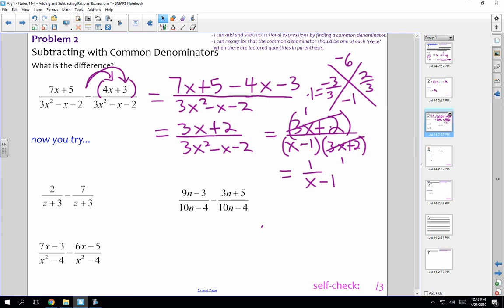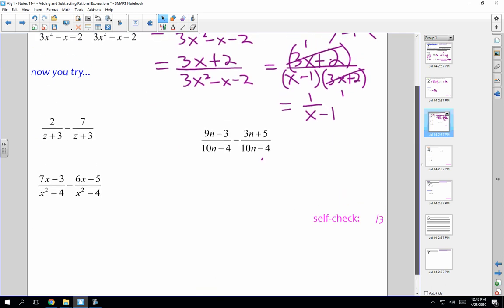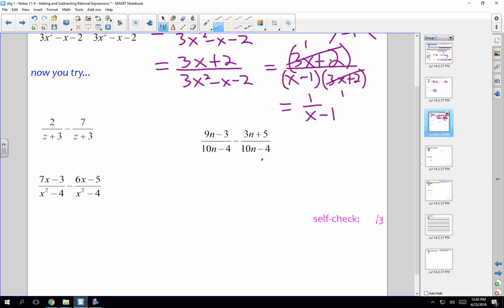All right. Let's go ahead and try the next one here. All right. 2 over z plus 3 minus 7 over z plus 3, common denominator. Subtract the 2 and the 7 to get negative 5 over that common denominator z plus 3.